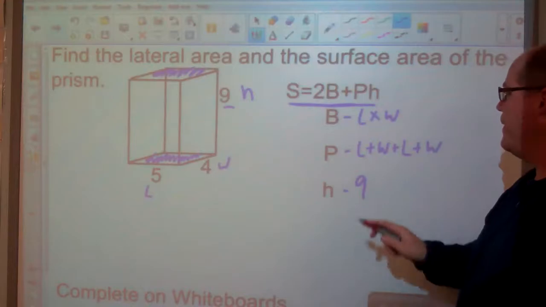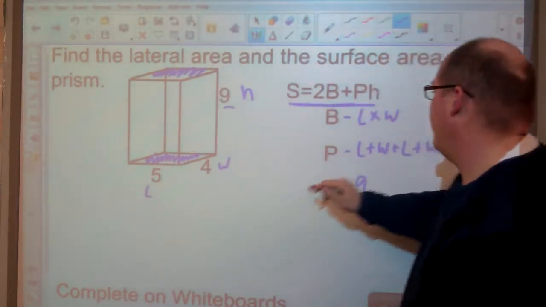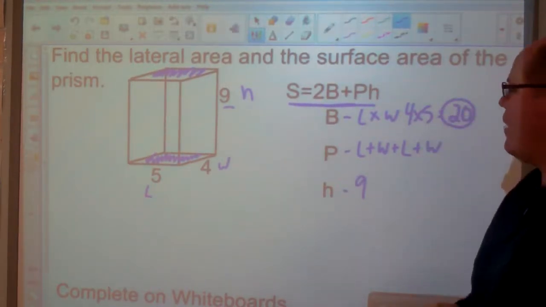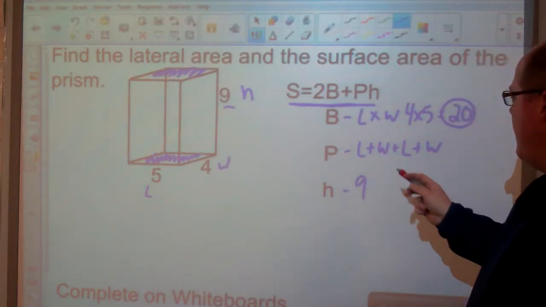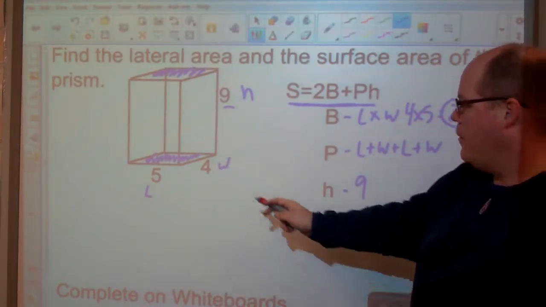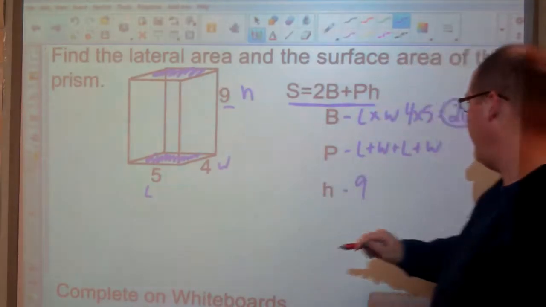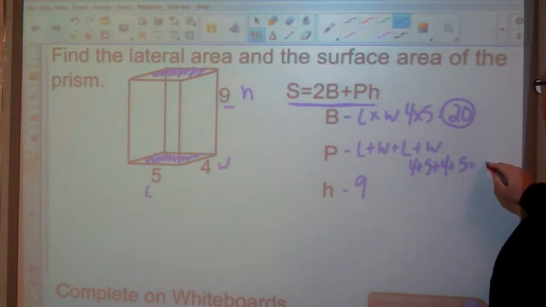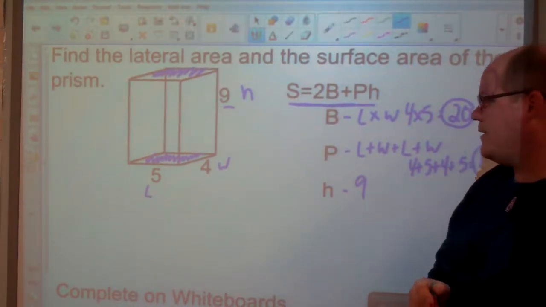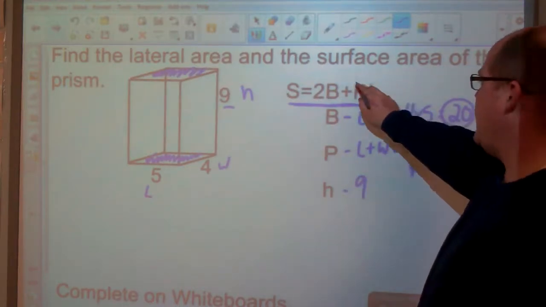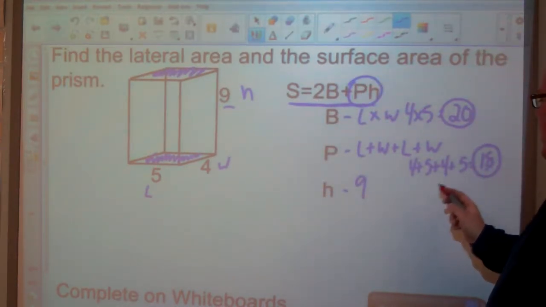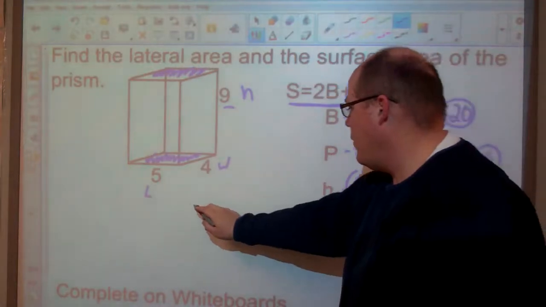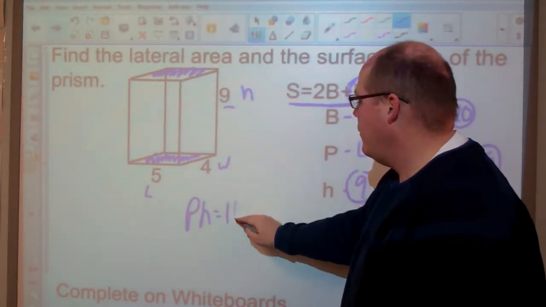So that's 9. So L times W, 4 times 5. So the area of the base is 20. Perimeter, L plus W plus L plus W, 4 plus 5 plus 4 plus 5. And that equals 18. All right, so to find my PH, my lateral area, I multiply 18 times 9, which is 162. So PH equals 162.